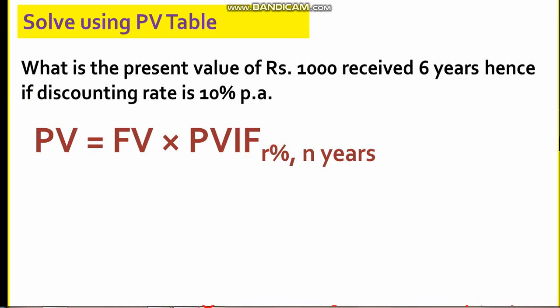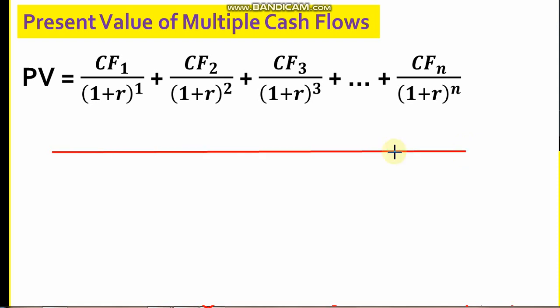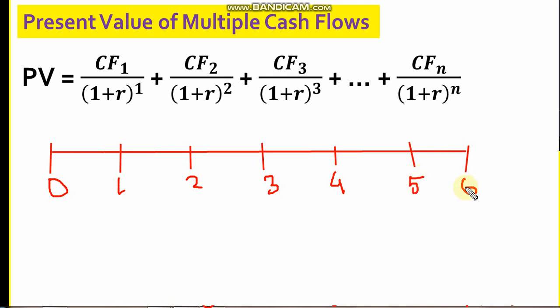What if we get multiple amounts in the future, right? Suppose this is my timeline. Say I'm standing here, time 0. This is time 1, 2, 3, 4, 5 and 6. Let me write that. So this is time 0, this is 1, 2, 3, 4, this is 5 and this is 6. Now in the last case we said that suppose we are getting 1000 rupees after 6 years.